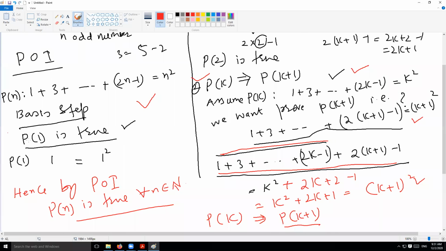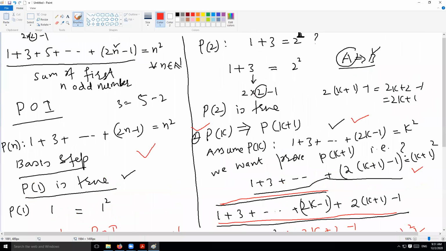So first, verify that the given statement is true for specific numbers, say n equal to 1 or n equal to 2, whatever, and then prove that every P of k is going to imply P of k plus 1. In other words, try to prove the truth of P of k plus 1 using the truth of P of k. If both conditions are true, the principle of induction applies.